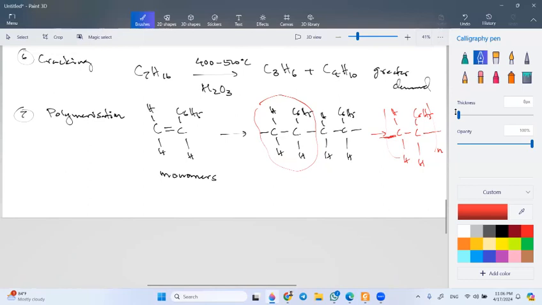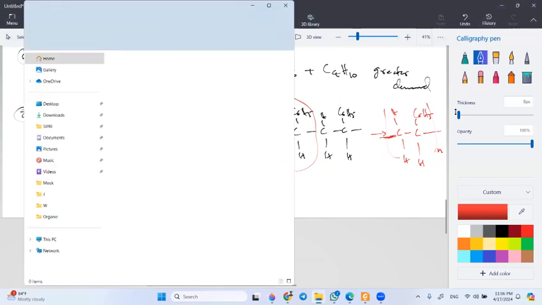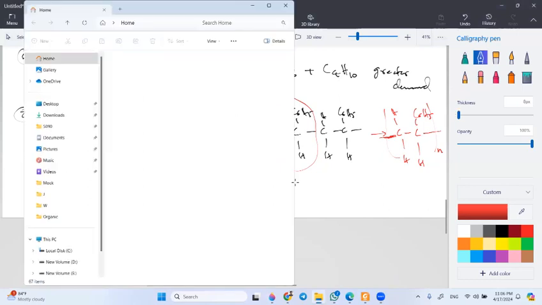Now we can go through the reaction chart as well. Now all the reactions are given in the reaction chart. You can just have a look.